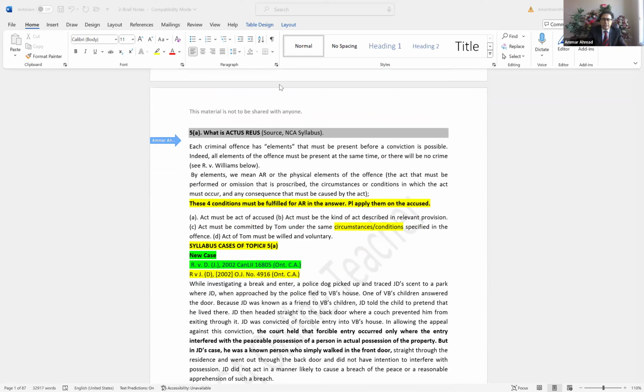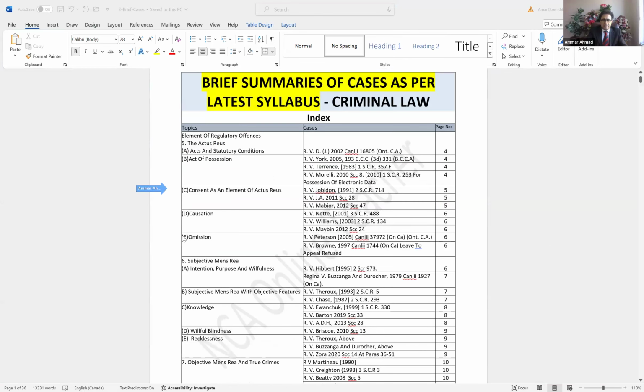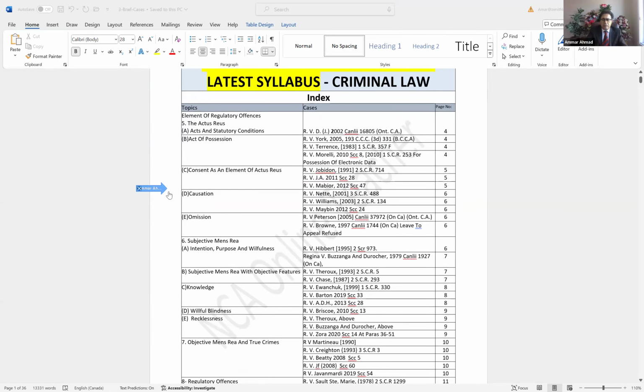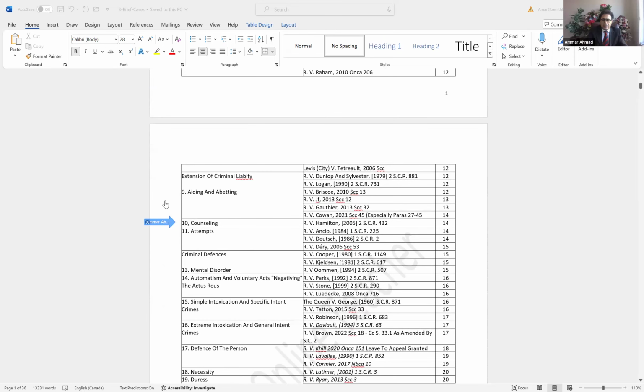So this is document number 1. All of you must have it before attending the live classes. The second document, which is posted on the website, is called Brief Summaries of Cases as per latest NCA syllabus. It is a good handy document that gives you a brief summary of all the cases mentioned in the syllabus. For example, if you have to discuss the topic of causation, which is 5D of the syllabus, or omission, which is 5E, or aiding and abetting, which is topic 9, all those cases have been combined together in one place. This is a useful document. It can save your time.